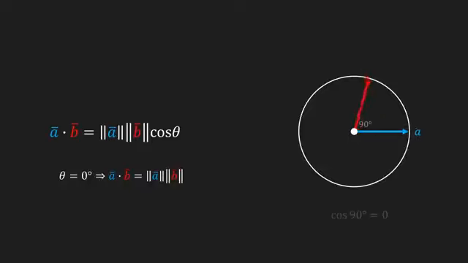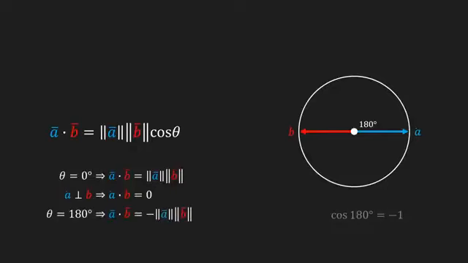Alternatively, if the angle between A and B is 90 degrees, or if it is 270 degrees, then the cosine of that angle will be equal to 0, and therefore we can once again simplify our formula for the dot product by saying that if A and B are perpendicular to each other, then their dot product will be equal to 0. Finally, if the angle between A and B is 180 degrees, then the cosine of that angle is going to be equal to -1, and then the dot product of vector A and B is going to be equal to the opposite of the lengths of A and B multiplied.